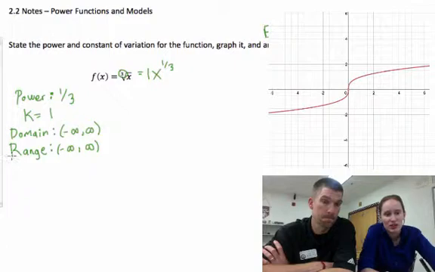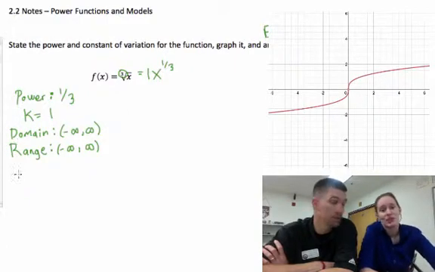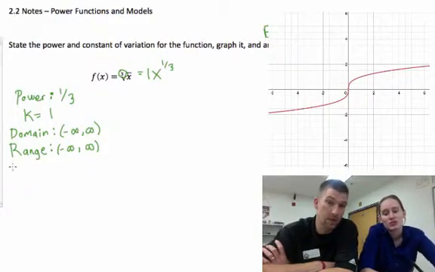Now let's think about continuity. Is it continuous? Can you draw this graph from left to right without picking up your pencil? I can. So it's continuous.